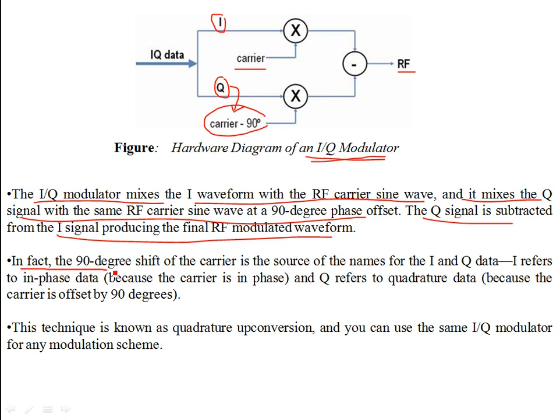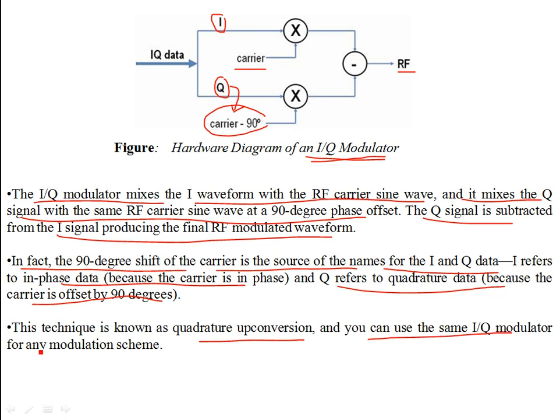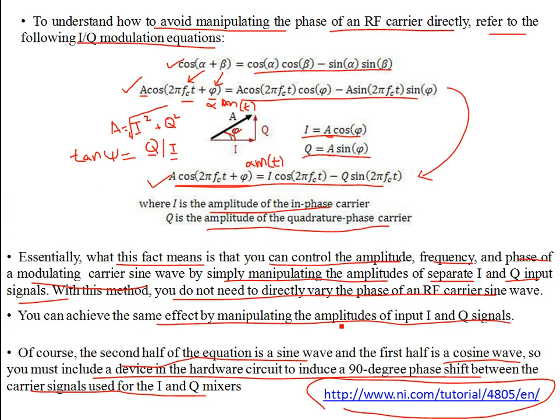In fact, the 90-degree phase shift of the carrier is the source of the names for I and Q data. I refers to the in-phase because the carrier is in phase, and Q refers to the quadrature data because the carrier is offset by 90 degrees. This technique is known as quadrature up conversion, and you can use the same IQ modulator for any modulation scheme: phase modulation, amplitude modulation, or frequency modulation. You achieve this by manipulating the amplitude, phase, or frequency of the I and Q signals, so you can indirectly encode the information in frequency, phase, or amplitude by varying the I and Q parameters independently.